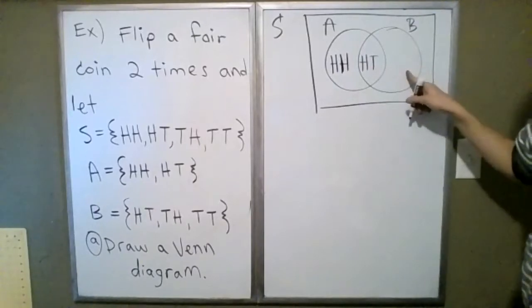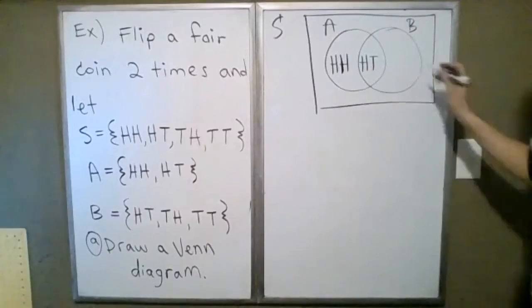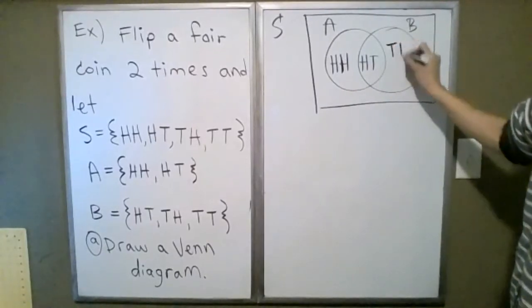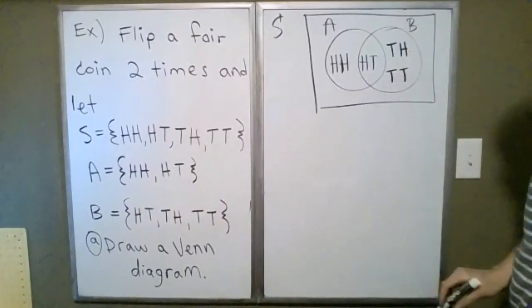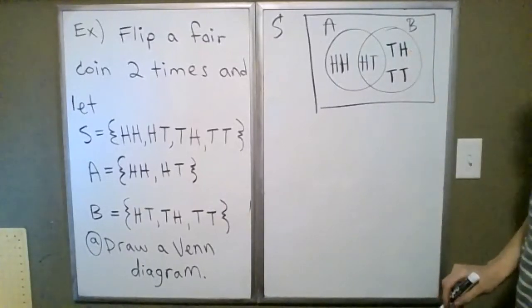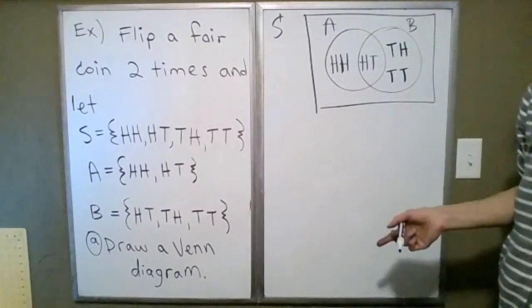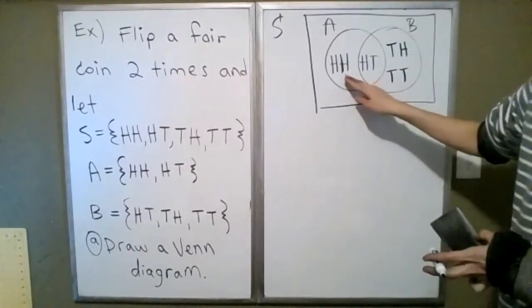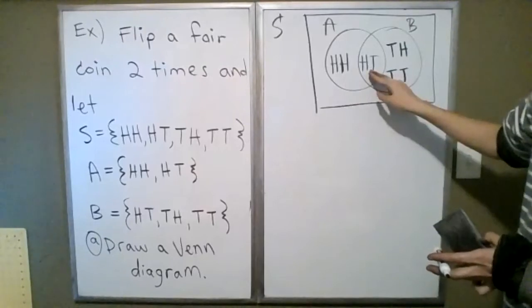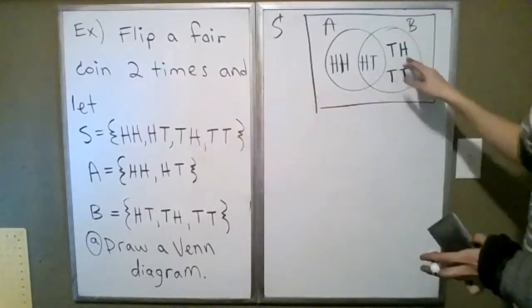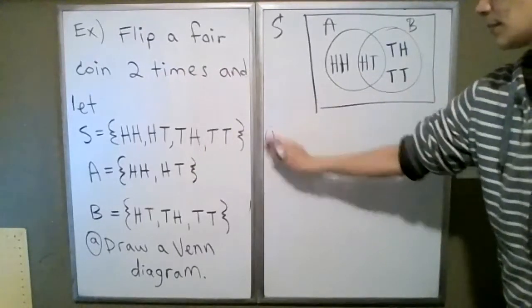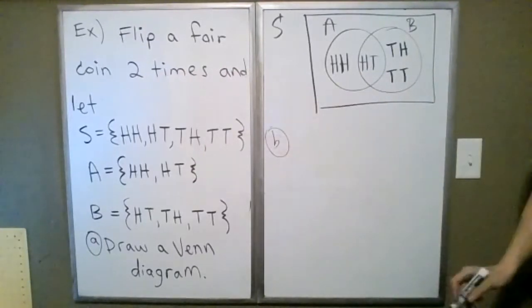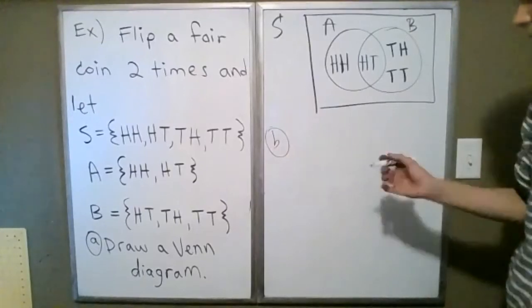Over in set B is TH and TT. And then just make sure you have all the elements from the space: there's the HH, HT, TH, TT. So it's the Venn diagram. Find the set A intersect B.